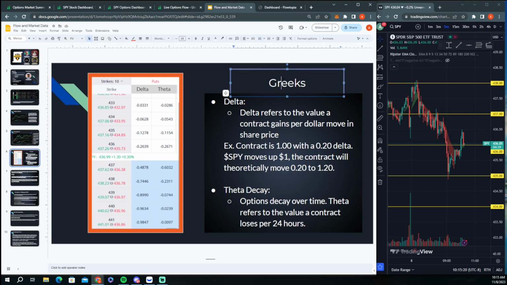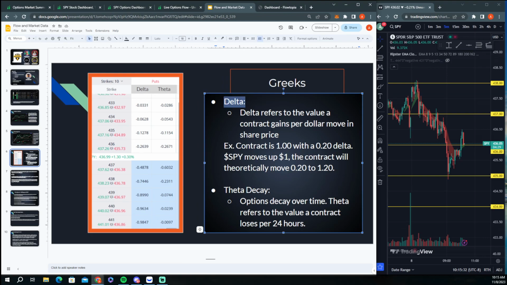So what Zinc told you here, I stole this slide to the T. I just copied and pasted it. So feel free to give Zinc props on this one. But I couldn't have explained it any better what delta is. So delta refers to the value of a contract gain per dollar move in the share price.